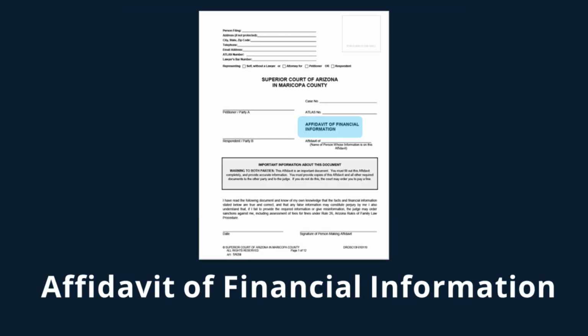As we said before, the Affidavit of Financial Information, or AFI, is a confidential document, and the information you enter is not accessible by the public. It's required when using the standard process. A copy including all attachments must be served on the other party along with the other forms.